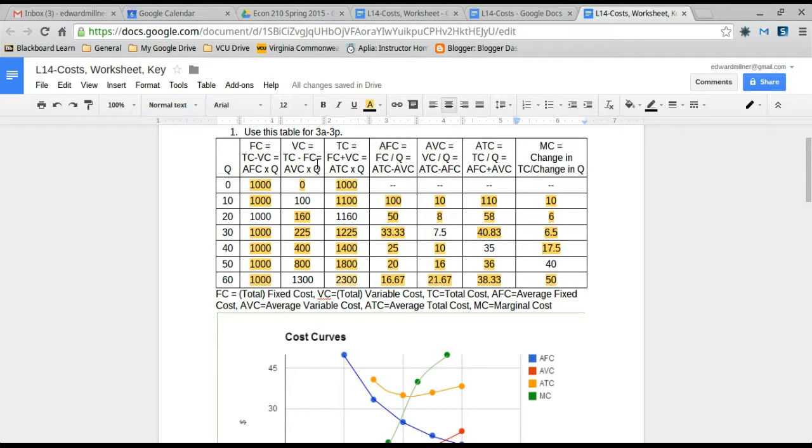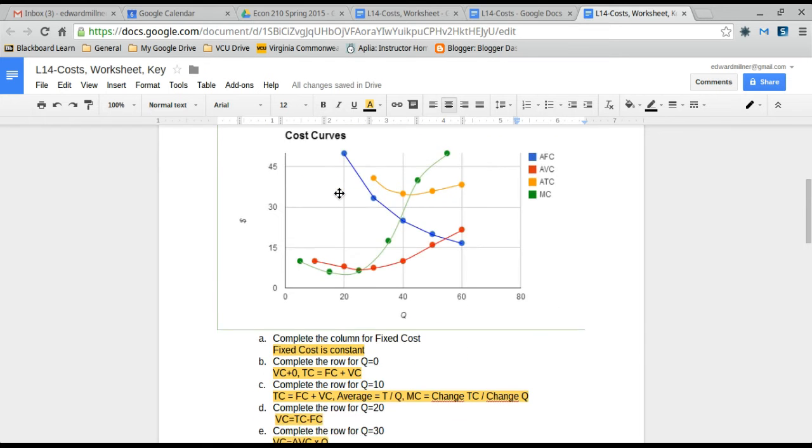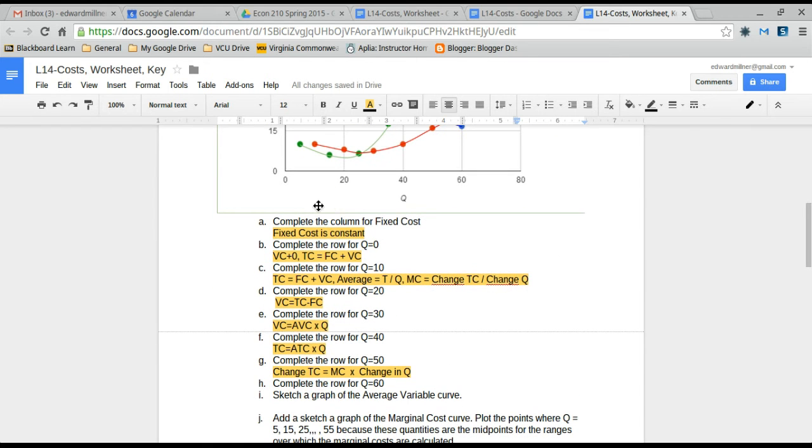In fact, I've got a little formula stuck up here at the top, in the headings for each column, to show some of the relationships that we're going to use throughout this exercise. For example, fixed cost is total cost minus variable cost. It's also average fixed cost times Q. I've got those same relationships posted in the key. Please look at the transcript to look at that a little more closely.